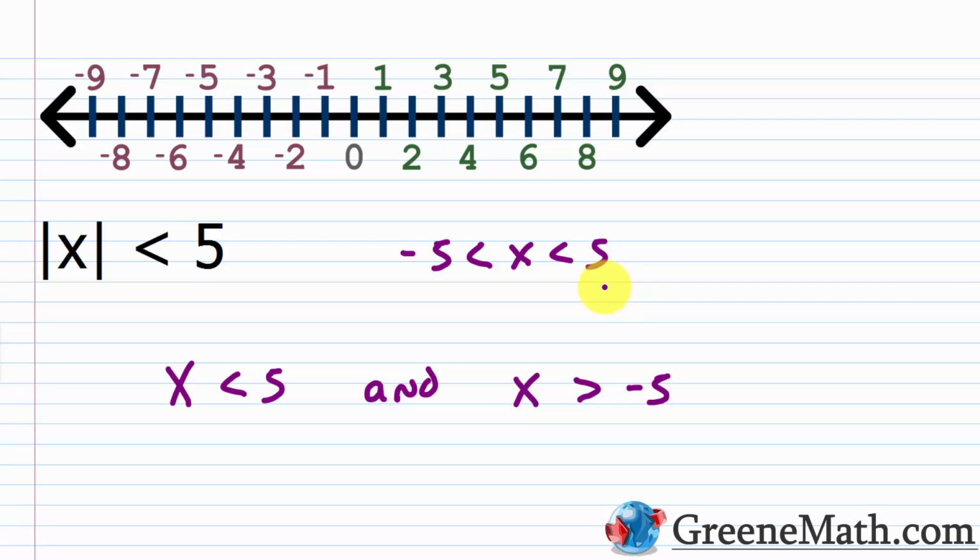Now, conceptually, why does this make sense? I'm asking for all the numbers whose absolute value, or whose distance from 0, is less than 5. Again, if I started at 0 and I went 5 units to the right, I couldn't be 5 because it's got to be less than 5. So I'd put a parenthesis there facing to the left. If I started at 0 and went the other way, again, I'd go 5 units. It couldn't be negative 5, but it could be anything greater there. So it would have to be between negative 5 and 5 on the number line.